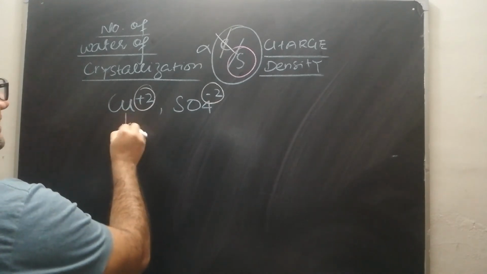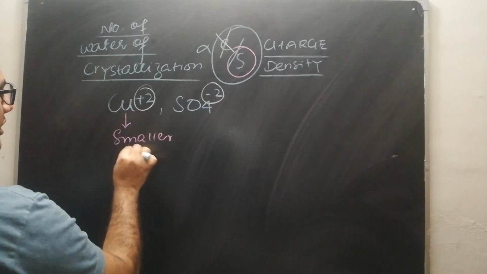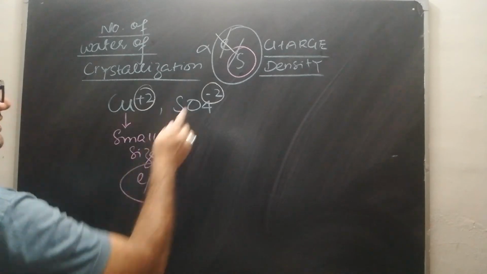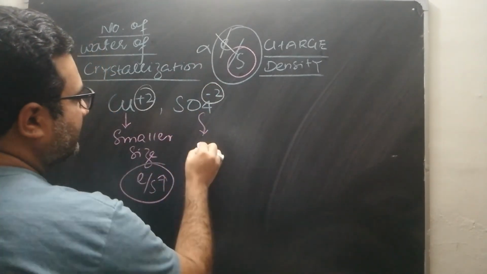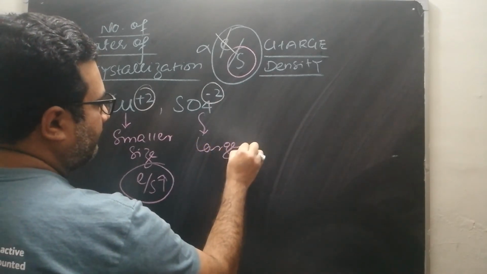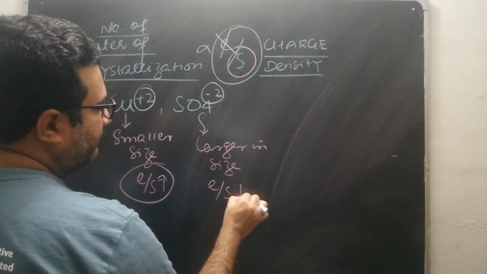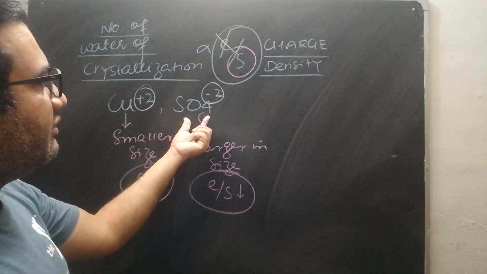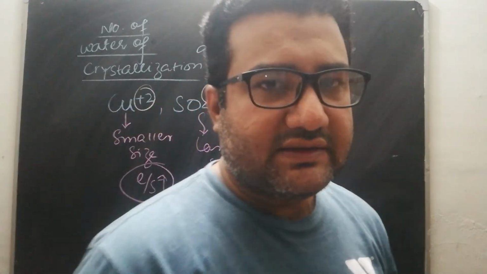Now you know copper is a simple monoatomic ion, so it is of smaller size, having high charge density because the inverse relation is with the size. And this one is a polyatomic ion, obviously it will be larger in size. Its charge density will be very small. So that's why, due to low charge density, fewer water molecules surround the sulfate ion, and due to high charge density, a greater number of water of crystallization are attached with the copper ions.